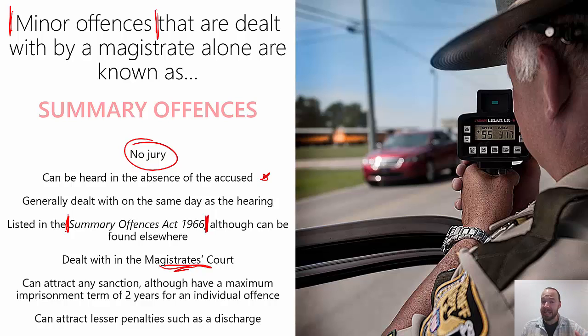They can attract any sanction. So if you're found guilty or plead guilty to a summary offence, it's not like they can't send you to prison, but the magistrate can only send you to prison for a maximum of 2 years for each individual summary offence. Sometimes you're charged with more than one offence, and judges might stack sentences on top of each other. They can do that, but for each individual summary offence, there's a maximum imprisonment term of 2 years.